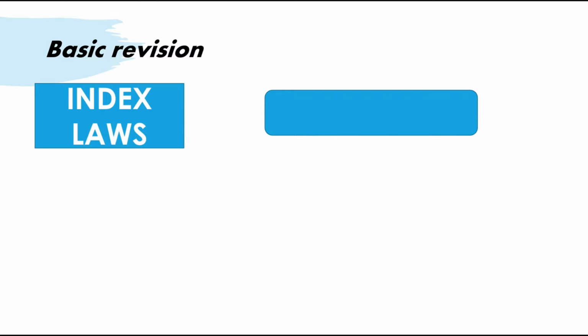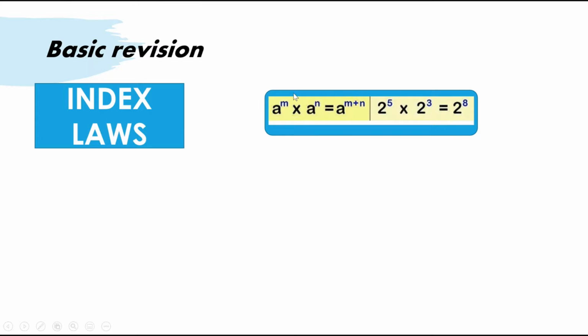So this is the first law. a to the power m times a to the power n is equal to a to the power m plus n. Here a is called the base, and m is called the power or the exponent. If the bases are the same and the multiplication sign is there, then the powers are added. This is just an example: 2 to the power 5 times 2 to the power 3 will be equal to 2 to the power 8.